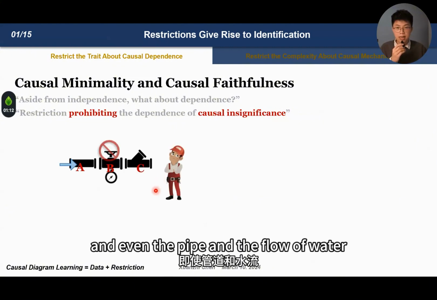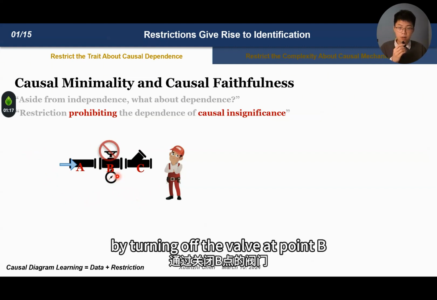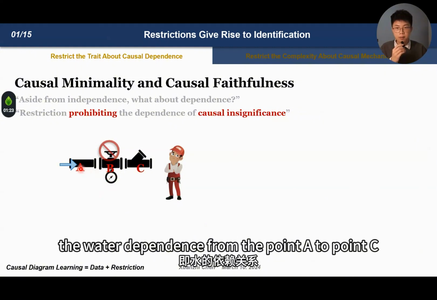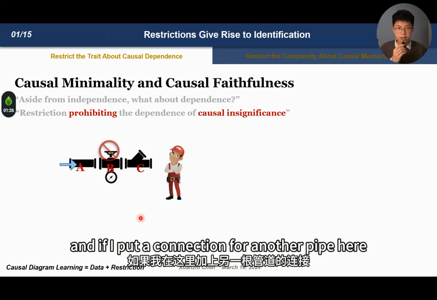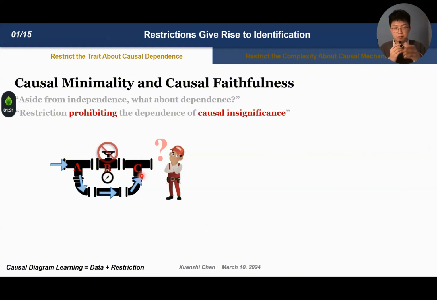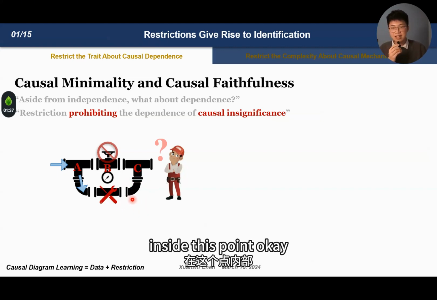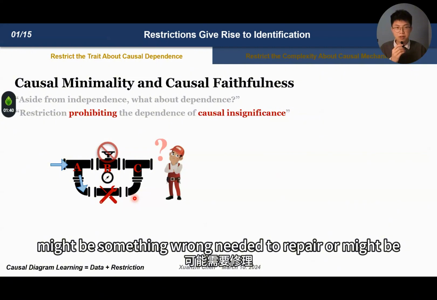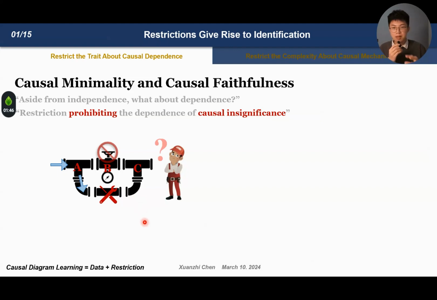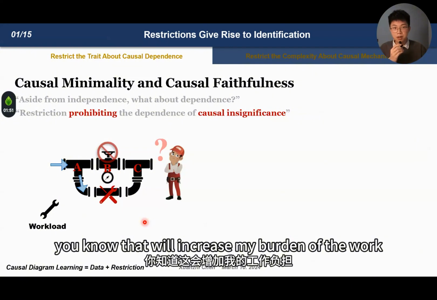Suppose I'm a plumber and given a pipe and the flow of water going like this, by turning off the valve at point B, I can cut off the flow of water, the water dependence from point A to point C. And if I put a connection for another pipe here, then the water can pass through from A to C again, right? However, if there is something wrong inside this point, maybe something wrong in the repair, or maybe issues about gravity, I don't know, but that's pretty abnormal. That's not a good thing because that will increase my burden of work.